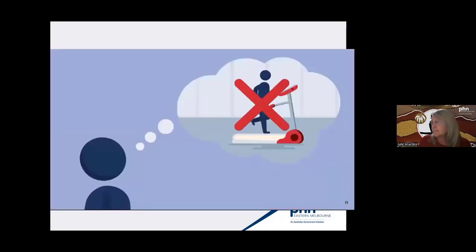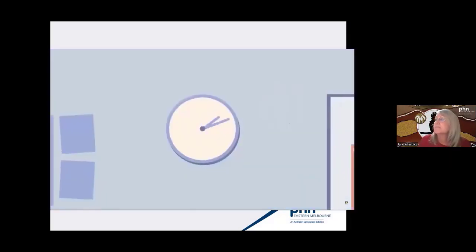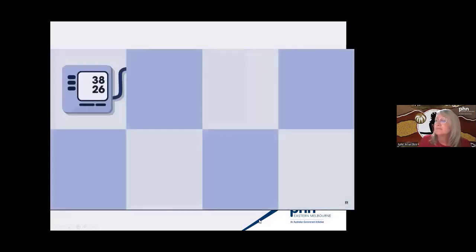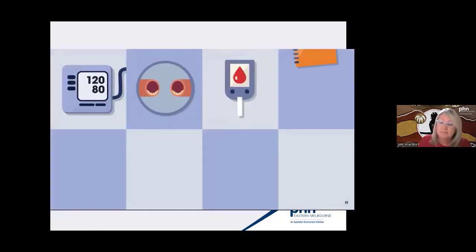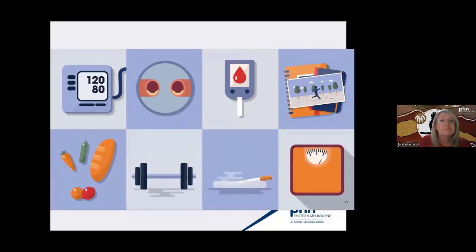Don't worry, you're not going to have to run on a treadmill or have any surgical procedures during this visit, and it only takes about 20 minutes. A heart health check usually involves having your blood pressure, cholesterol, and blood sugar levels checked. You will also talk about your medical and family history, as well as your lifestyle, what you eat, how active you are, whether you smoke or drink alcohol, and if you are maintaining a healthy weight.